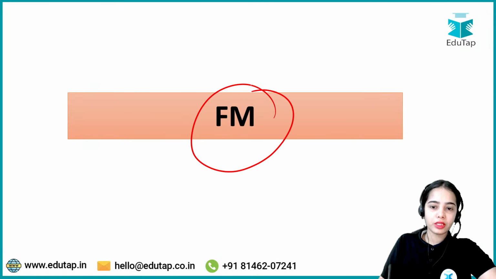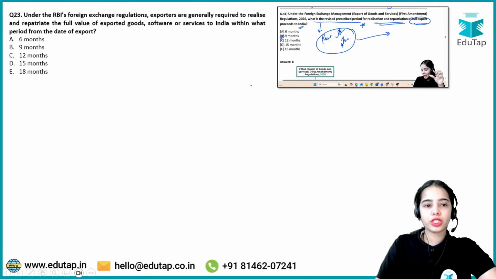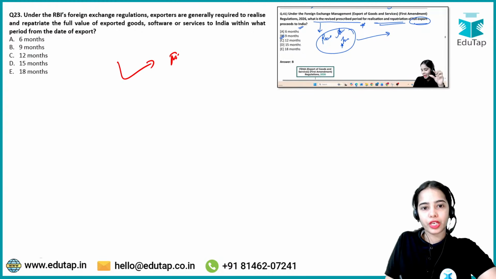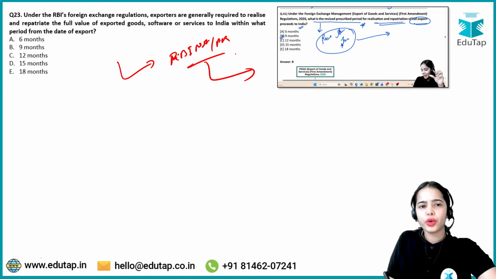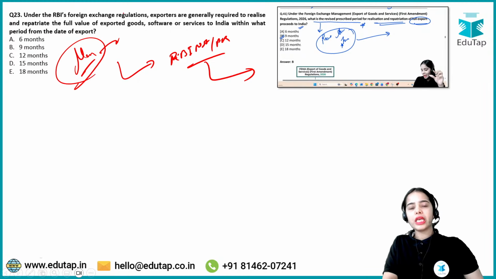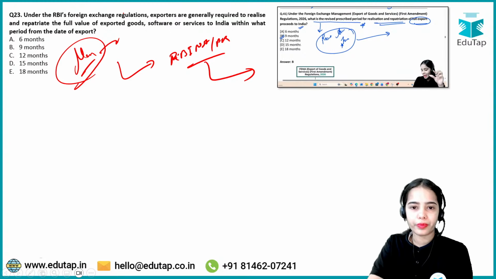So in the FM part, there was a direct question from the RBI notification, or press release. This was a direct question, and this was like 1 month before the examination. I think in May or June, at the end of May, this was announced. Okay, so a question from there.